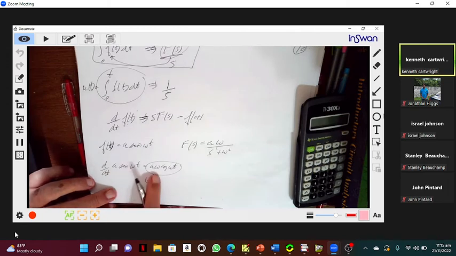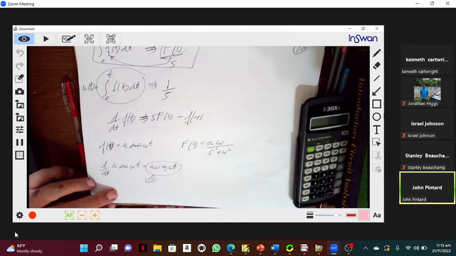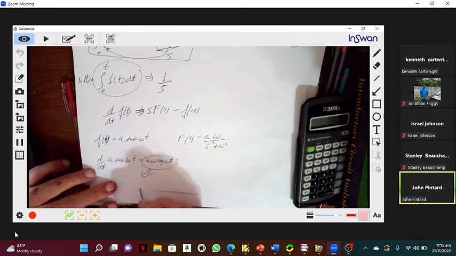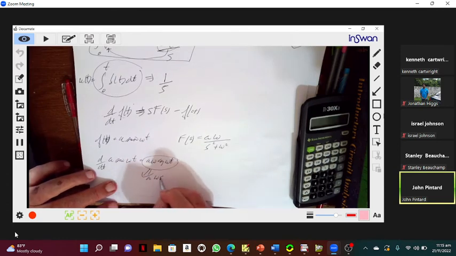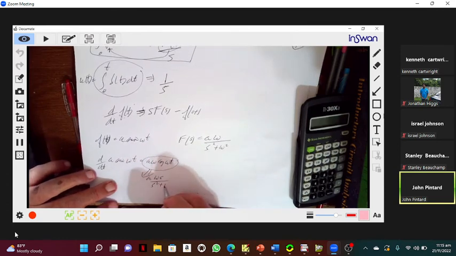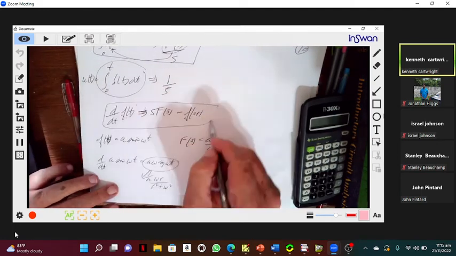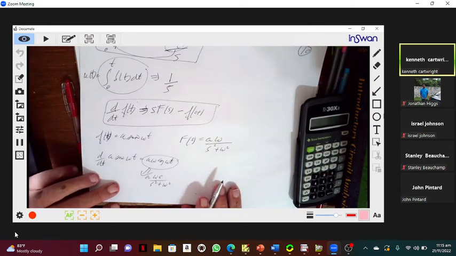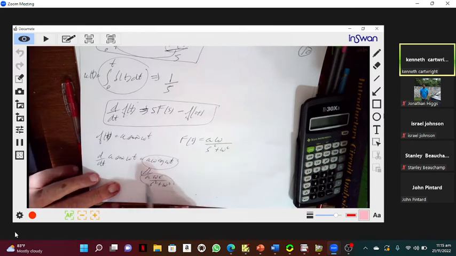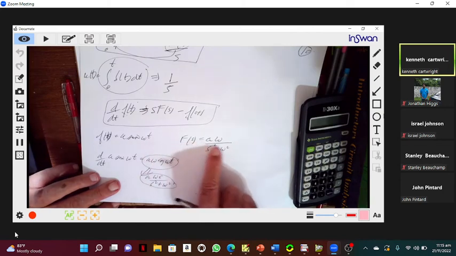What's the Laplace transform of A omega cosine omega t? A omega s over s squared plus omega squared. All right. Now let's use that equation there. So we know this is what the plot should be. So what do we do? We take the original F of s.